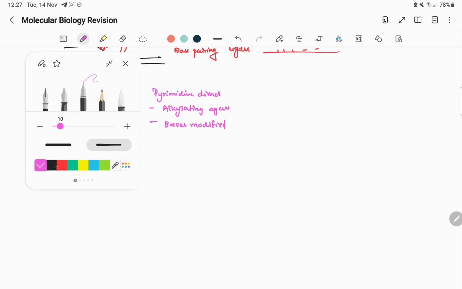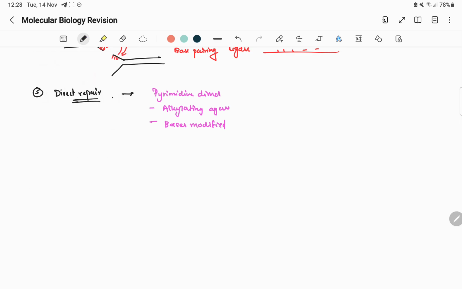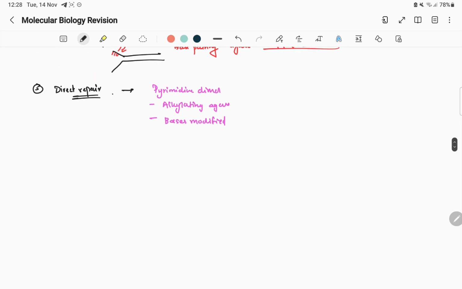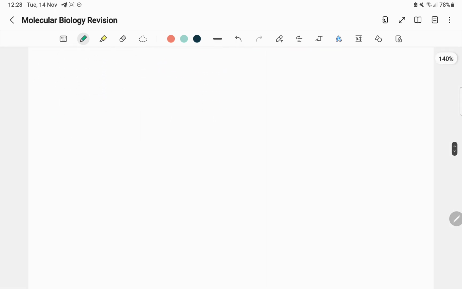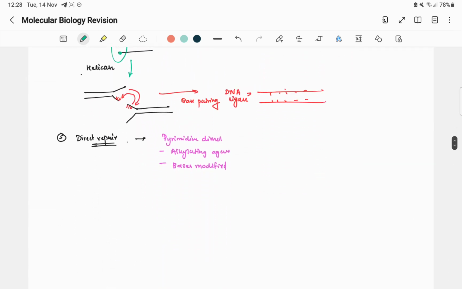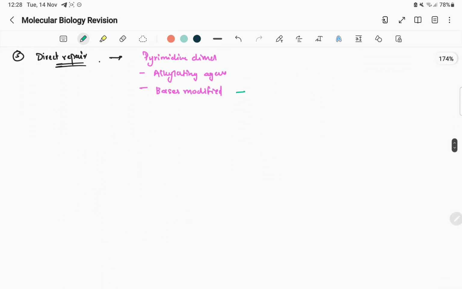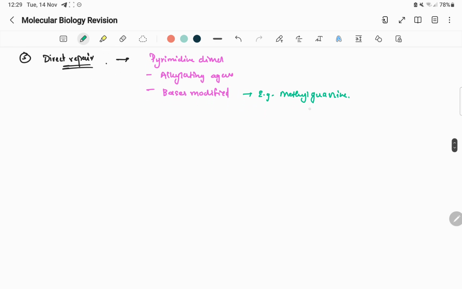Okay, in the presence of modified bases, you can have examples like guanine, which is converted into methyl guanine. Okay, methyl guanine, for example.